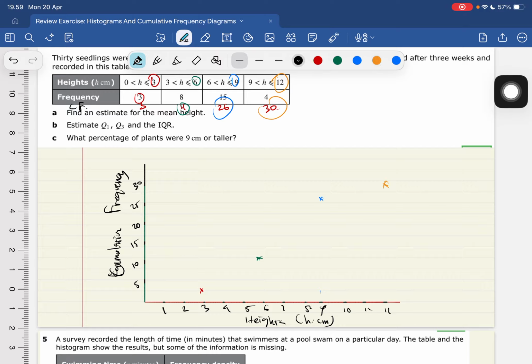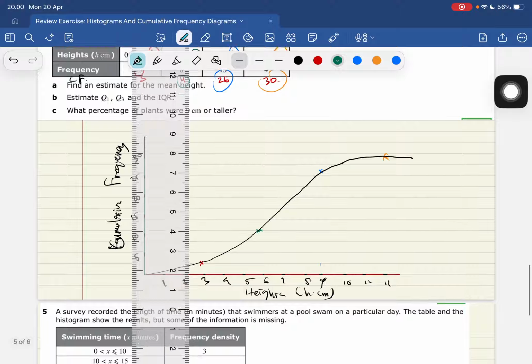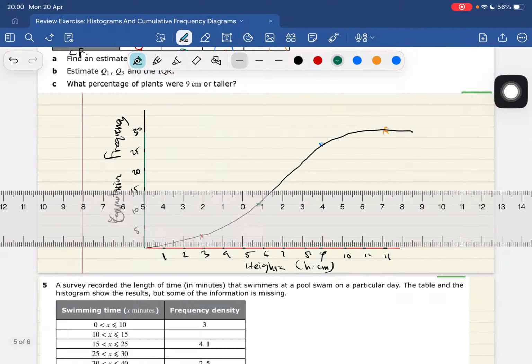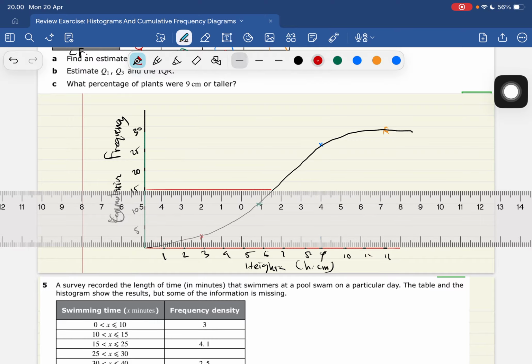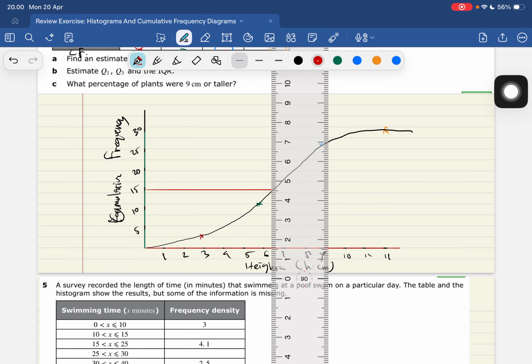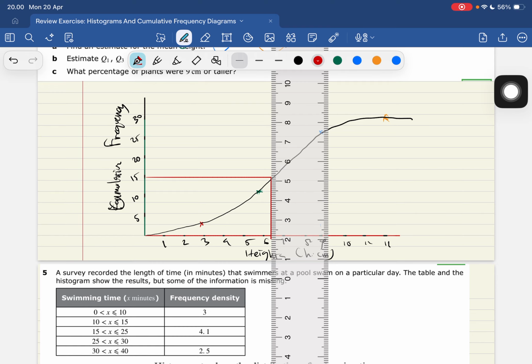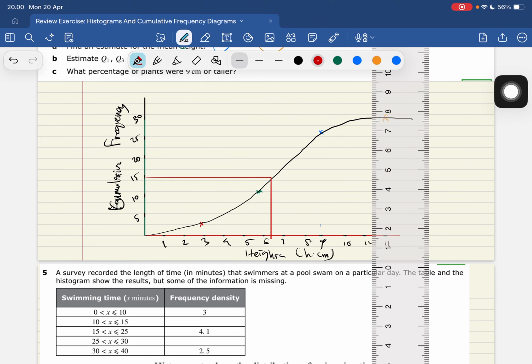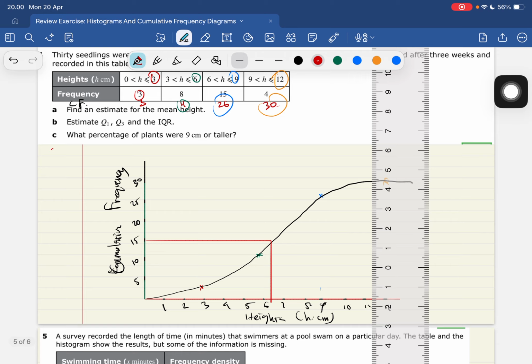Now we will draw it from 0 going up to 3, to the curve. The median, if this is 30, a half of 30 is 15. So, okay, I will use the ruler. So it's 15. Make it a straight line from here and going down. Okay, so here is 6.4. So the median is 6.4 centimeter.